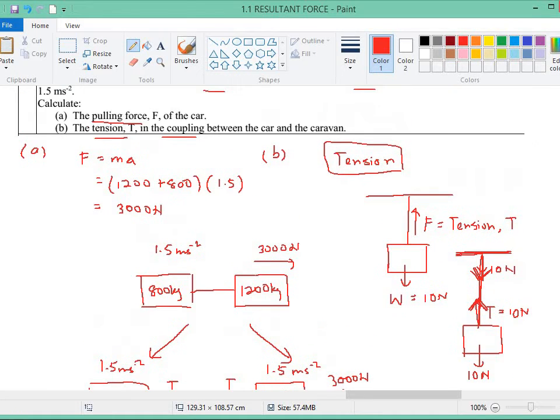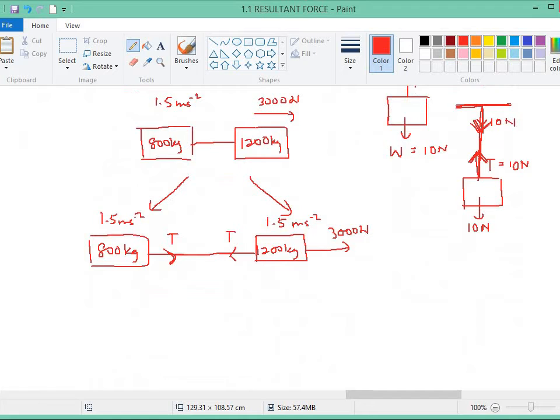Now the question wants us to calculate the tension in the coupling between the car and the caravan. When we want to calculate this tension, we can calculate it by using just one of the objects. You can also calculate from the perspective of the 800 kilogram.